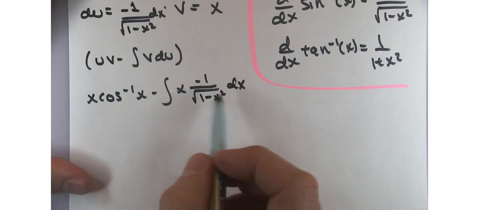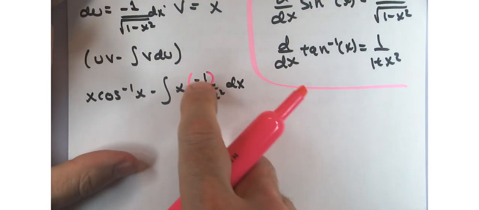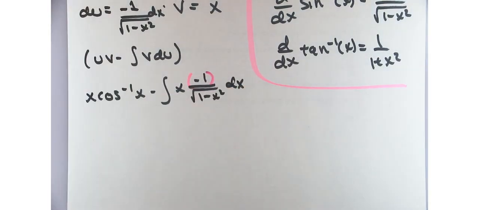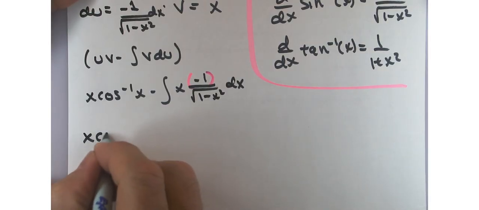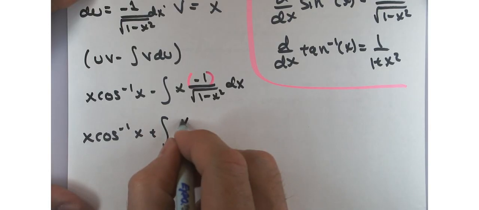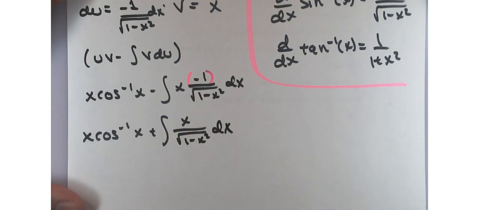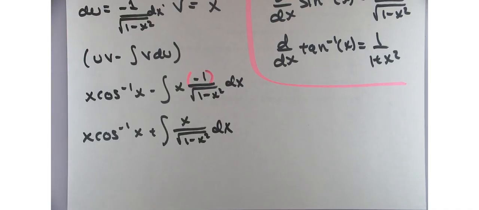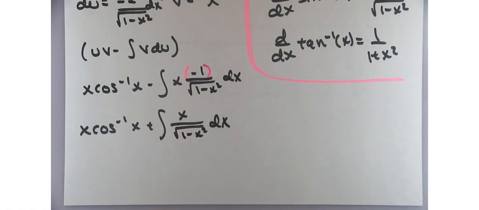Let's clean this up a little bit. You've got a negative here and the negative there. I'll factor that one out in front so I can write it as a plus. And I'll put the x on top. X cosine inverse of x plus the integral of x over the square root of 1 minus x squared, now my dx. What you're looking for, hopefully, is something here that's easier to integrate than what we started with. And this is what we're looking for. How come this is easier to integrate?